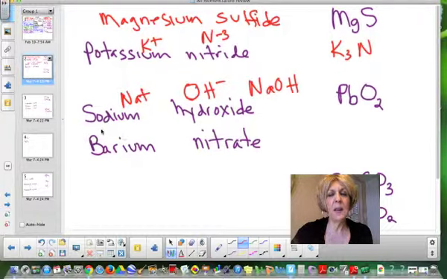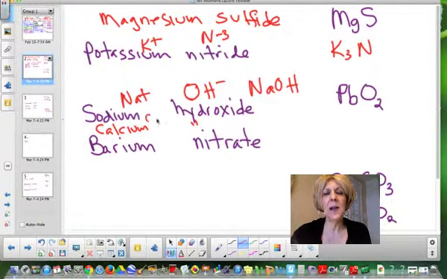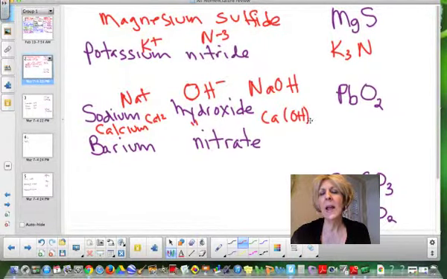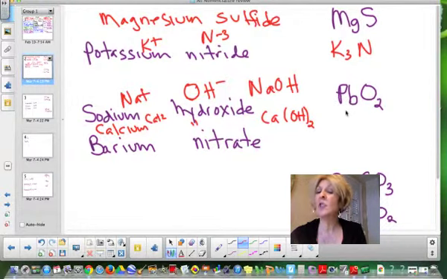So for example, if I made this calcium hydroxide, calcium has a +2 charge, and so I'm going to need 2 hydroxides. So here I would use a parentheses around my polyatomic ion and a subscript 2 that means I need 2 of them. This here is a metal and a nonmetal, and this is a transition metal.